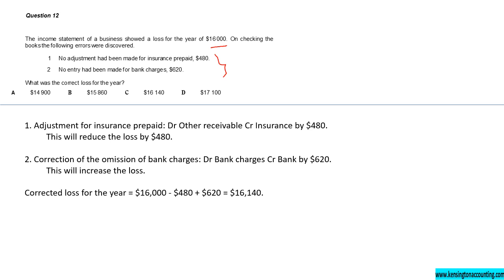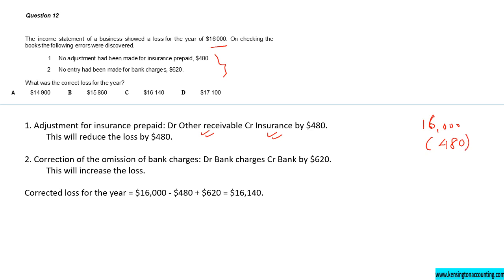Now, the double entry for prepayment of expenses is to credit that expense account and debit other receivables. Crediting the expense account will reduce total expenses. Reducing total expenses will also reduce the loss. Therefore, initially there was 16,000. Now this prepayment adjustment will reduce the loss by 480.